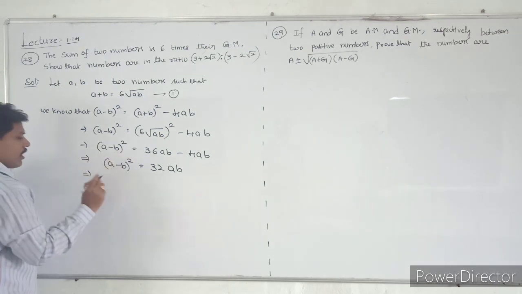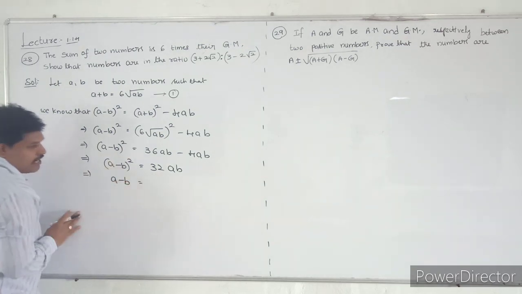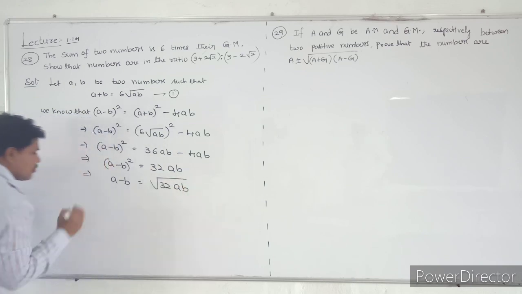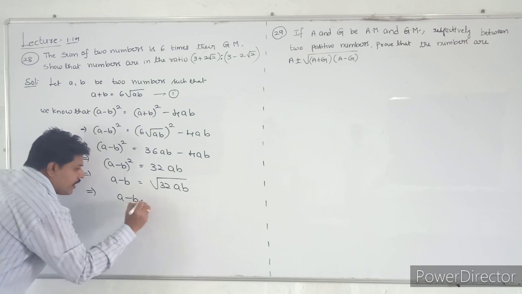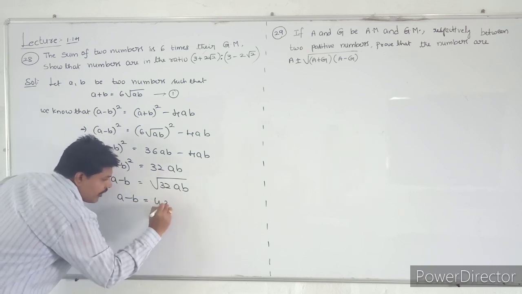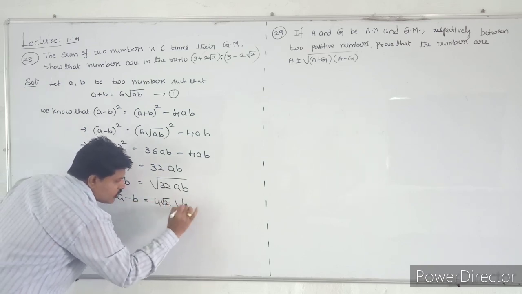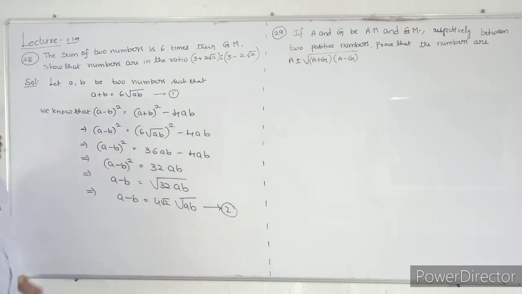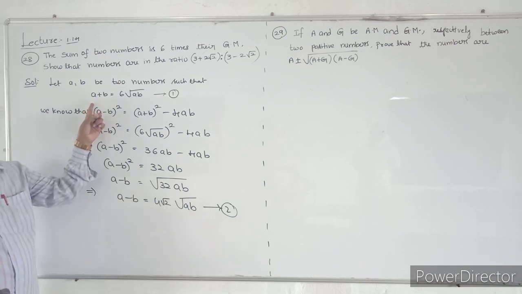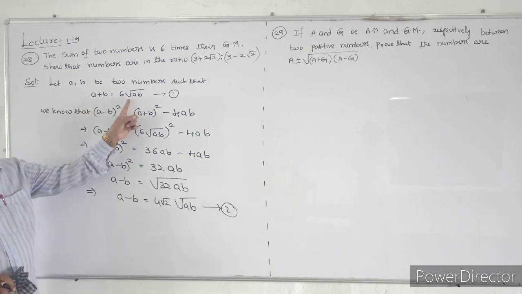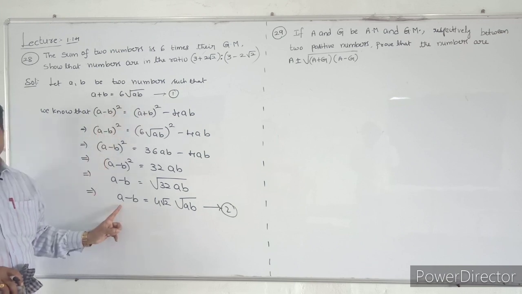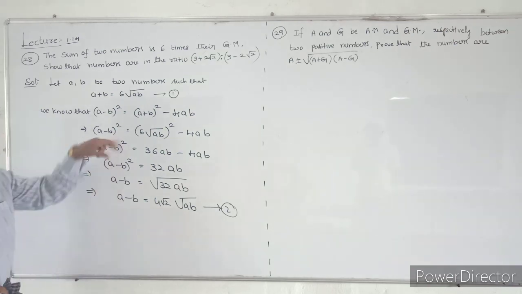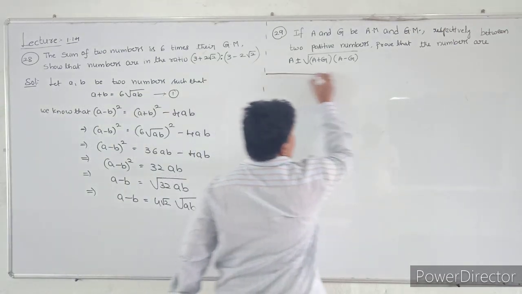If we remove the square on this side, automatically a minus b can be written as square root of 32ab. So that implies a minus b is root 32, which is 4 root 2 into square root of ab. This is equation number 2. Already equation 1 is a plus b, which in the question is given as 6 into square root of ab. Here we are finding that a minus b is 4 root 2 into square root of ab.